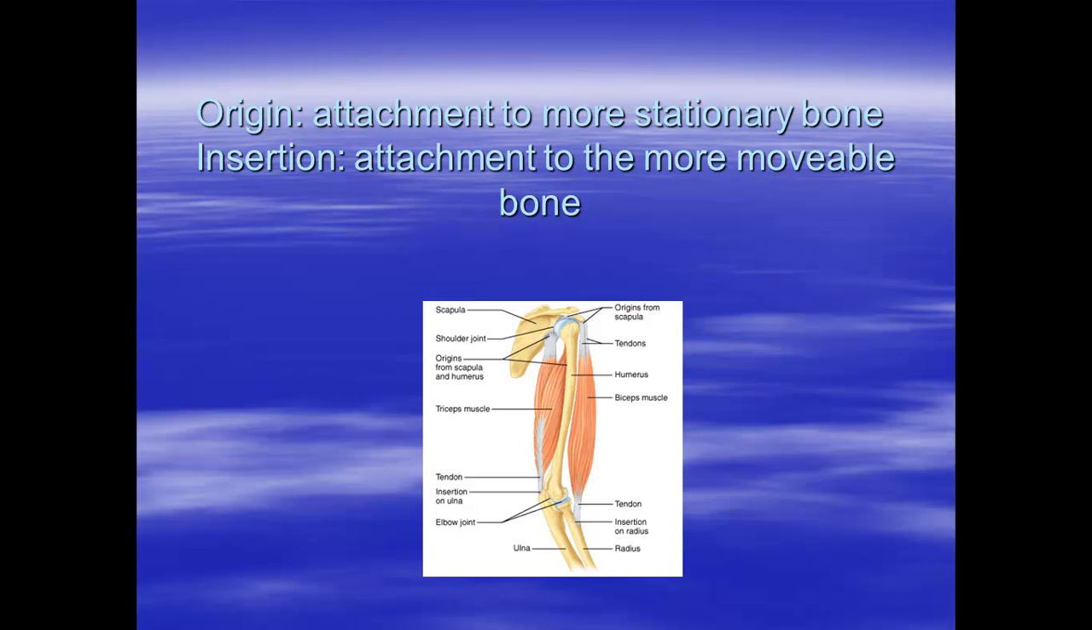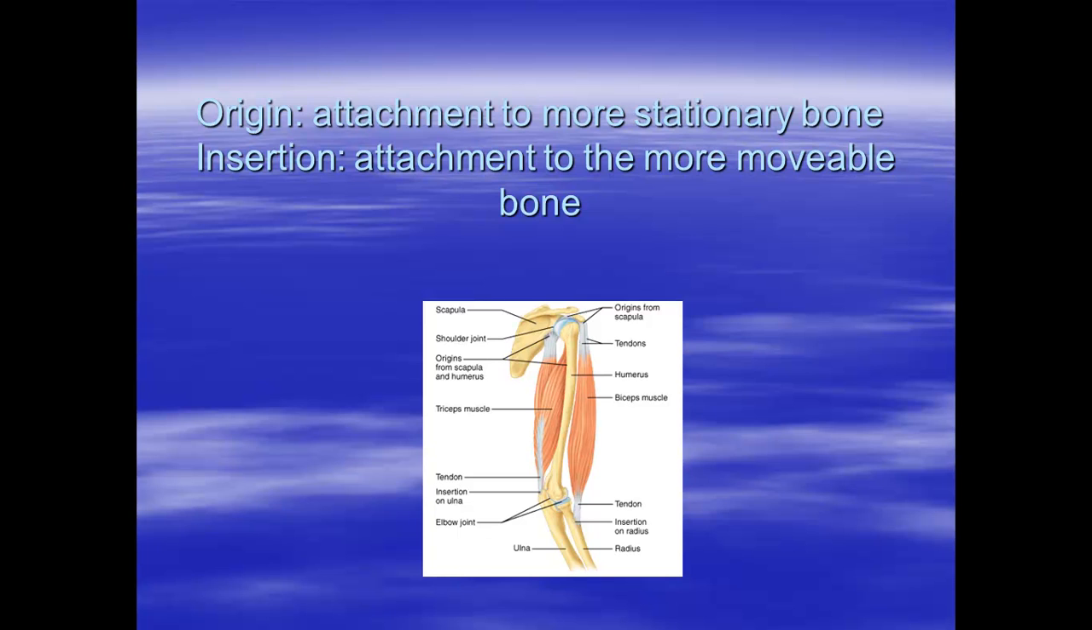Other terms you need to be familiar with in the muscular system are origin and insertion. Now, we don't ask in GH 125 for you to learn the specific origins and insertions of all the muscles, but we want you to understand the concept of motion. The origin of the muscle is the attachment to the more stationary bone. The insertion of the muscle is the attachment to the more movable bone.